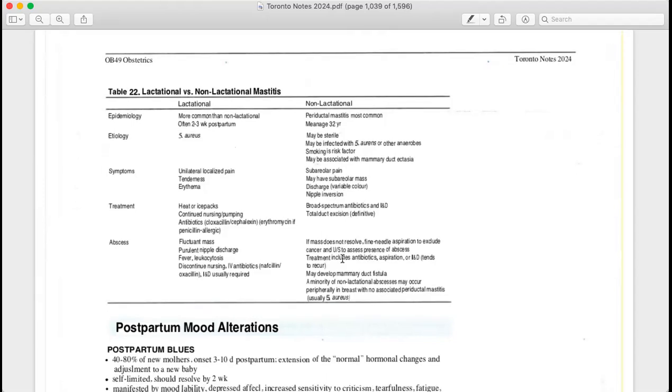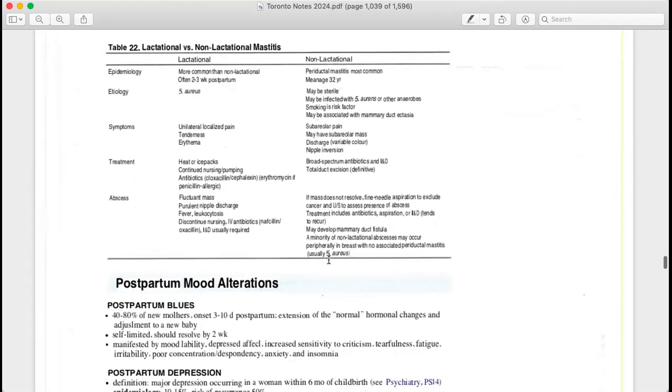Please go and see the picture. How do they look? That's more important than knowing their clinical features. Then if the mass does not involve an abscess, fine needle aspiration to exclude cancer, as I said, nipple inversion, so we are going to rule out cancer. Ultrasound to assess the presence of abscess. Treatment, you are going to give antibiotics, then may develop a mammary duct fistula. A minority of non-lactational abscesses may occur.